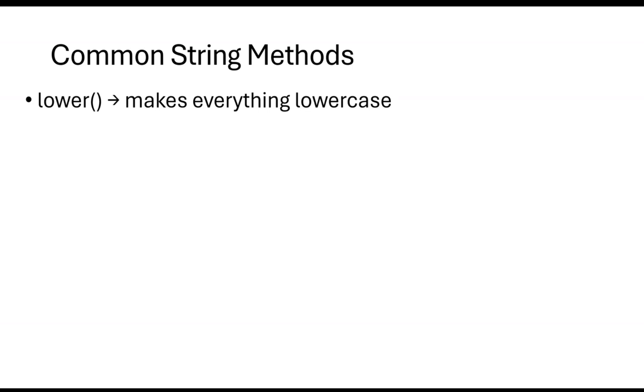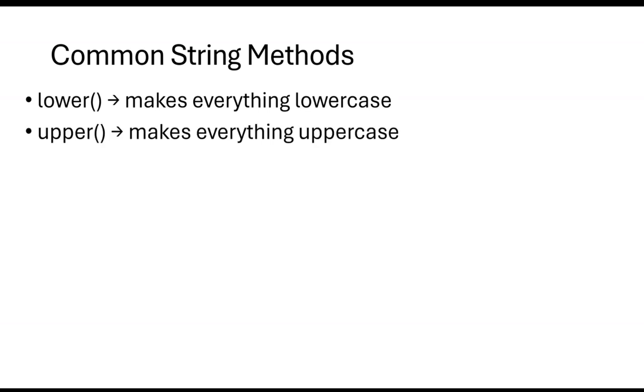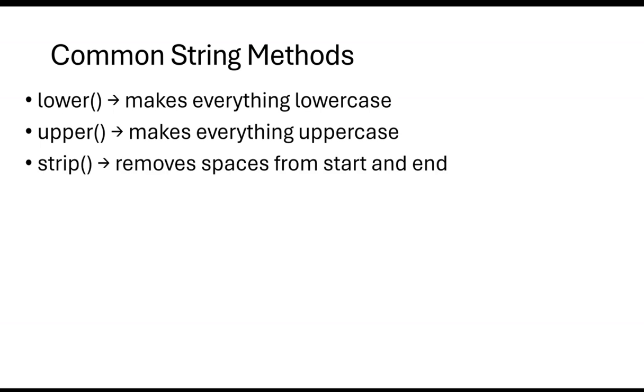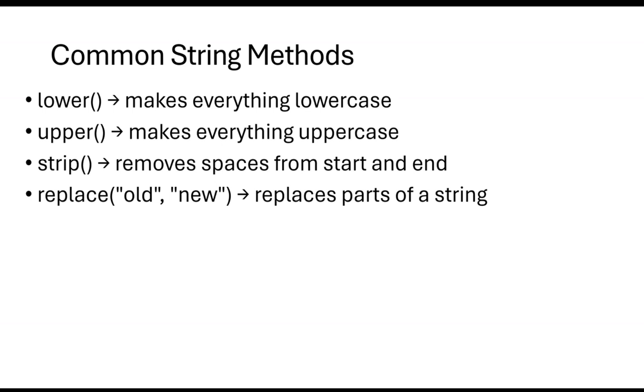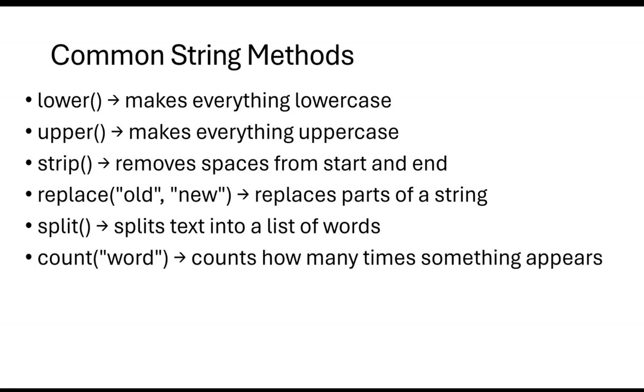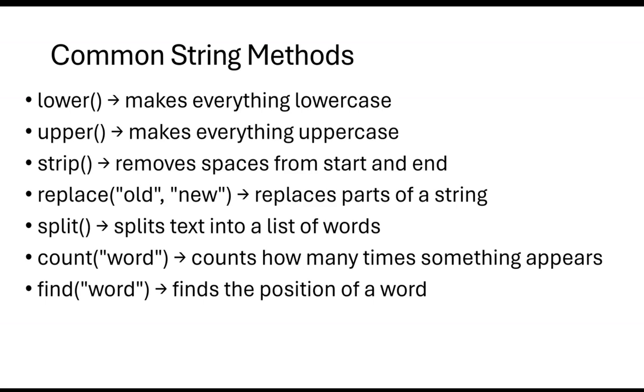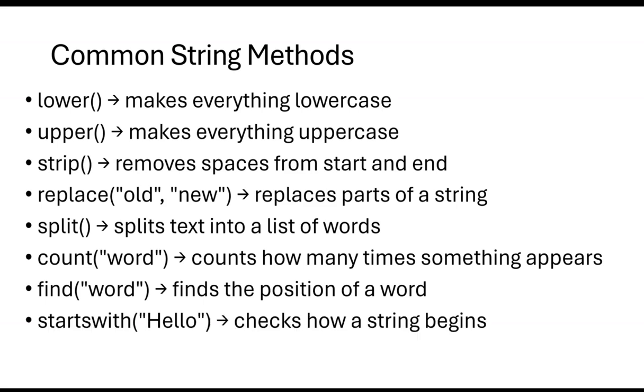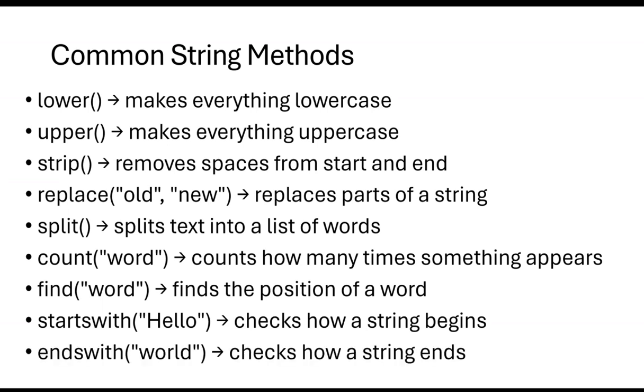The lower method is used for making everything lowercase, and the upper method is used to make everything uppercase. Strip is used to remove spaces from the start and end. Replace is used to replace the old word with a new word, and split is used to split your string into a list of words. Count of word returns how many times the word appears, and find of word finds the position of the particular word you have mentioned. Startswith checks how a string begins, and endswith checks how a string ends.